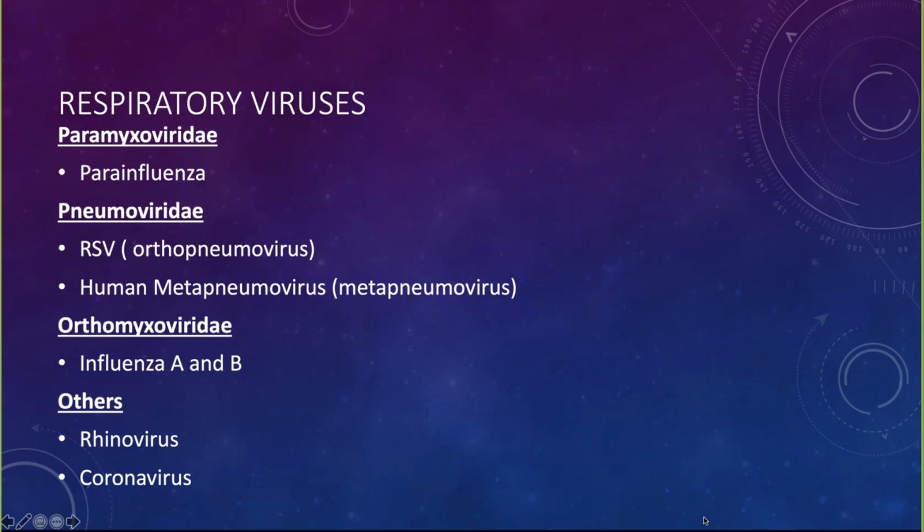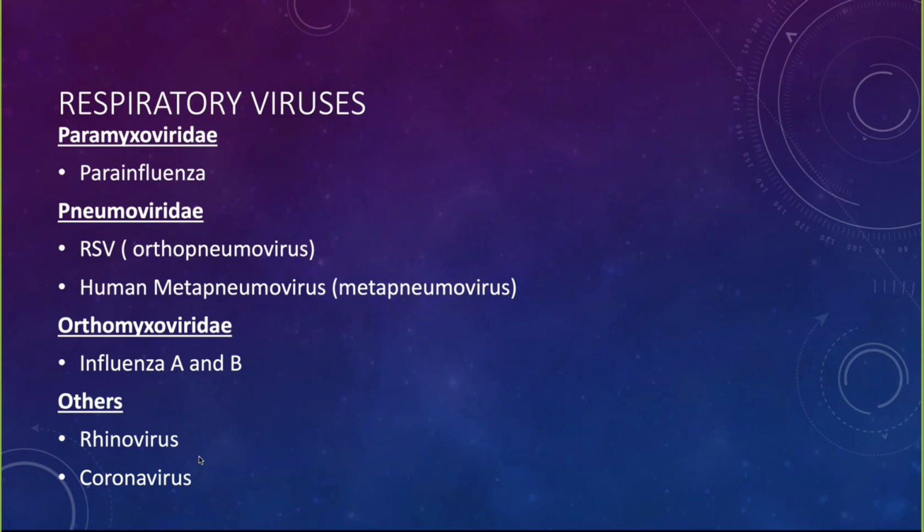Then, in the Orthomyxoviridae family, we have Influenza A and B. And then, of course, we have other respiratory viruses, rhinovirus and coronavirus, including COVID-19, that I am not going to talk about because that deserves another whole hour. The rhinovirus and the other coronaviruses generally cause mild respiratory symptoms, except in transplant patients, but even in them, the other viruses cause more clinically important diseases. So I will be focusing my time more on those.